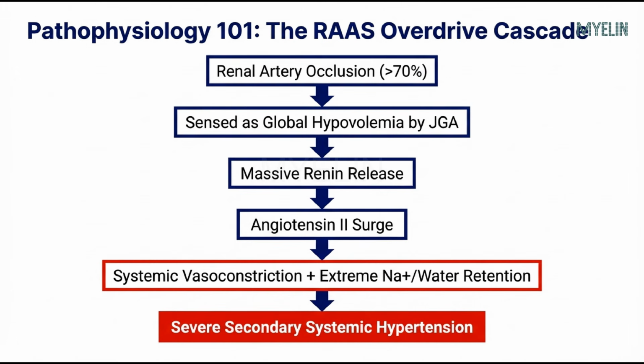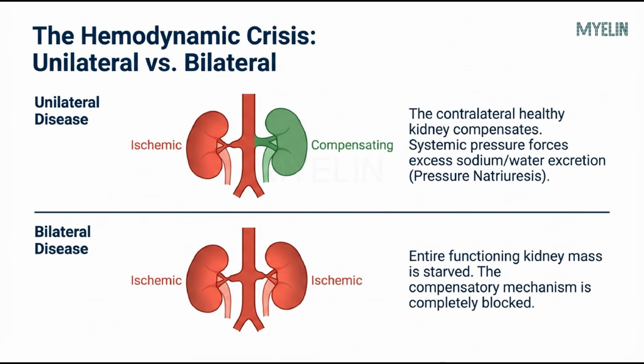The irony here is that the systemic blood pressure goes sky high, but because of the physical blockage in the renal artery, the starving kidney still does not receive adequate blood flow, so the cycle continues unchecked. To truly master this pathology, you must understand the severe hemodynamic difference between unilateral and bilateral disease.